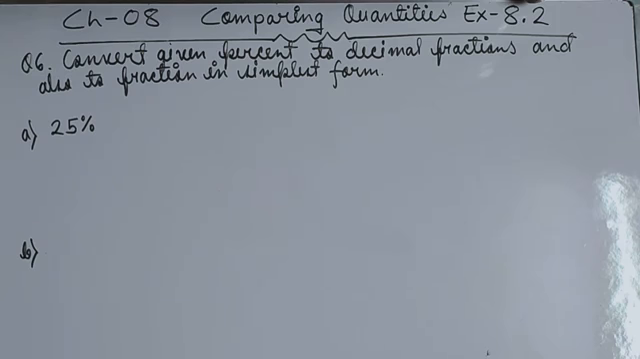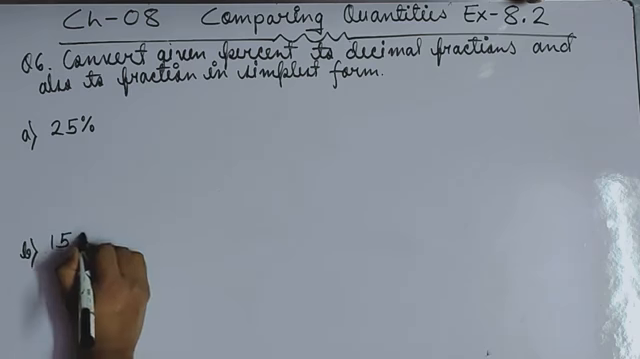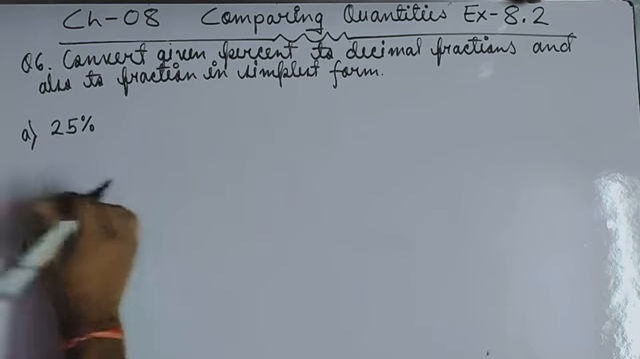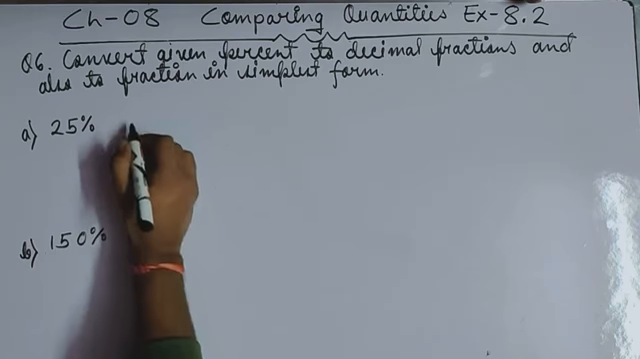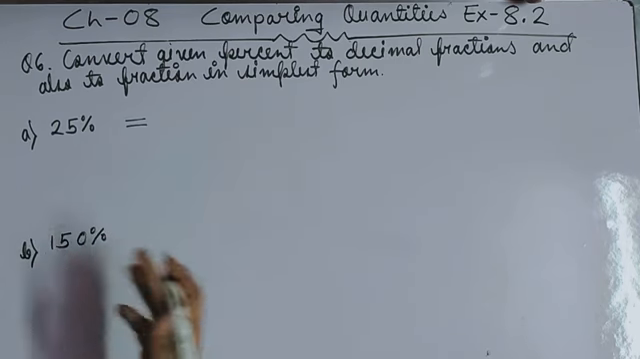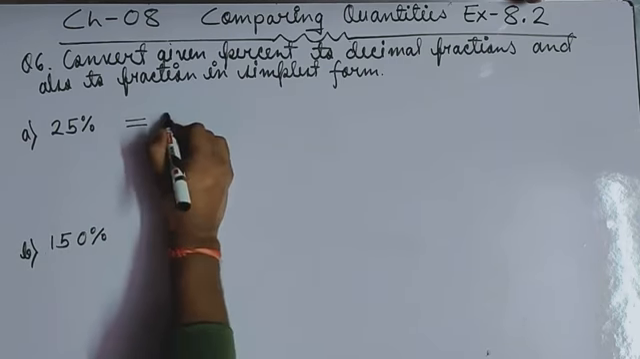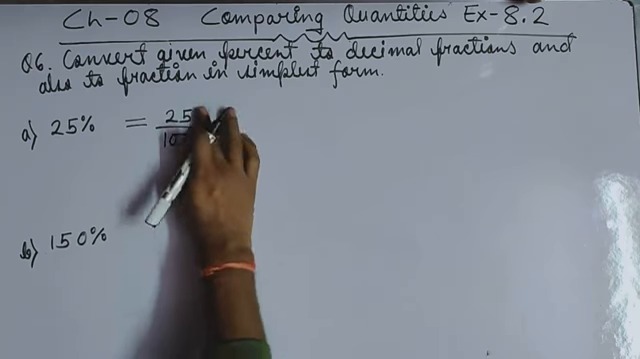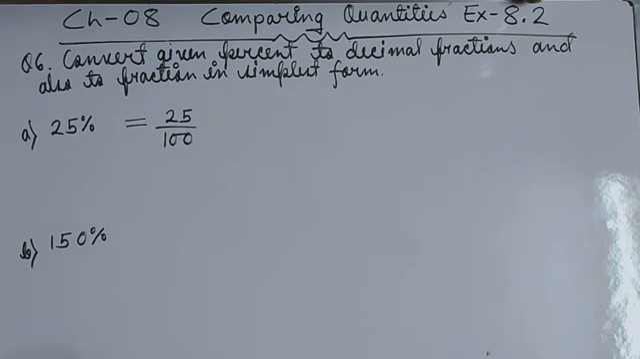What you have to convert? We have been given a percentage value, and we have to convert that percentage into its decimal fraction, then into your simplest form. So first, A part is given to us: 25%. First of all we will convert this 25% into fraction form. So 25% means 25 out of 100. हमने इसको फ्रैक्शन में कन्वर्ट कर दिया, ठीक है.